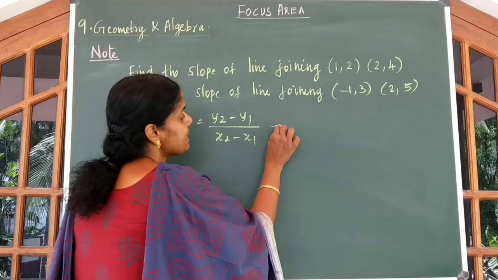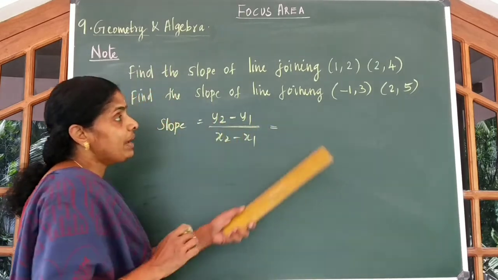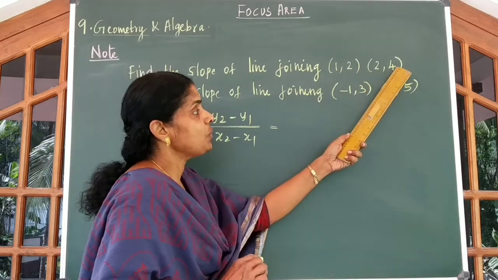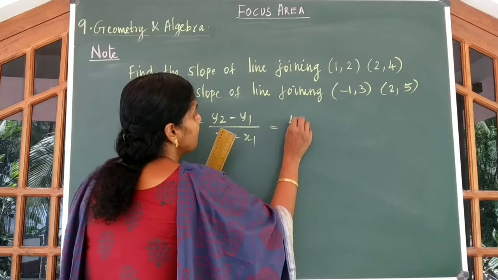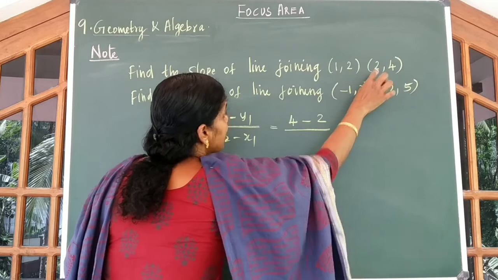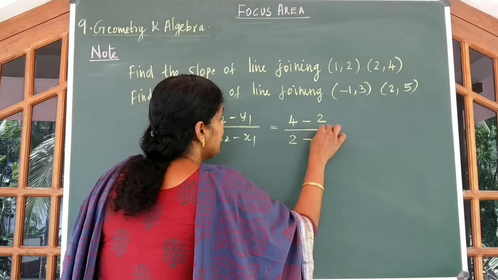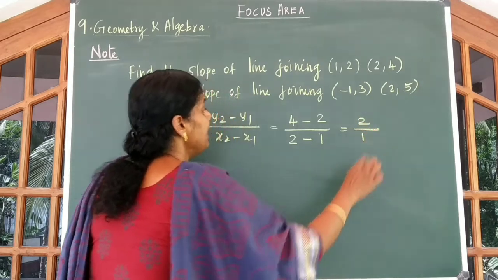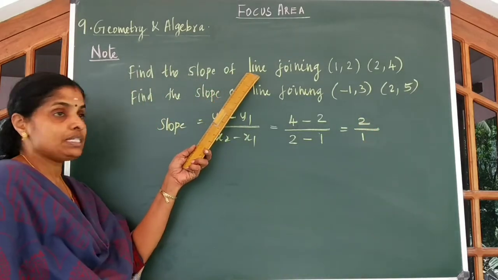Okay, let us substitute the values. This is x1, y1 and this is x2, y2. So y2 is 4 minus y1 is 2, divided by x2 is 2 minus x1 is 1. So you get 2 by 1 as the slope of the first one.